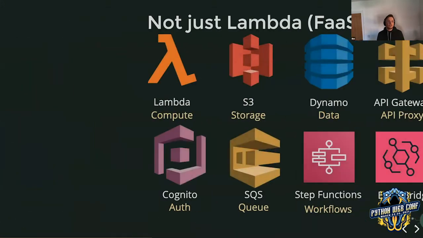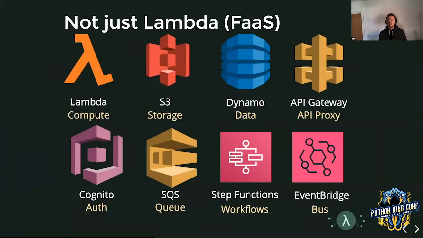Now, I've talked about Lambda quite a bit, but Lambda is not serverless. Lambda is one example of serverless. Inside of AWS, there are many other serverless services. So there's S3 for storage. DynamoDB is a completely NoSQL serverless database. API gateway to proxy API requests through to Lambda. Cognito for identity as a service. SQS is a queuing service. Step functions to orchestrate workflows, as we'll see later in this talk.